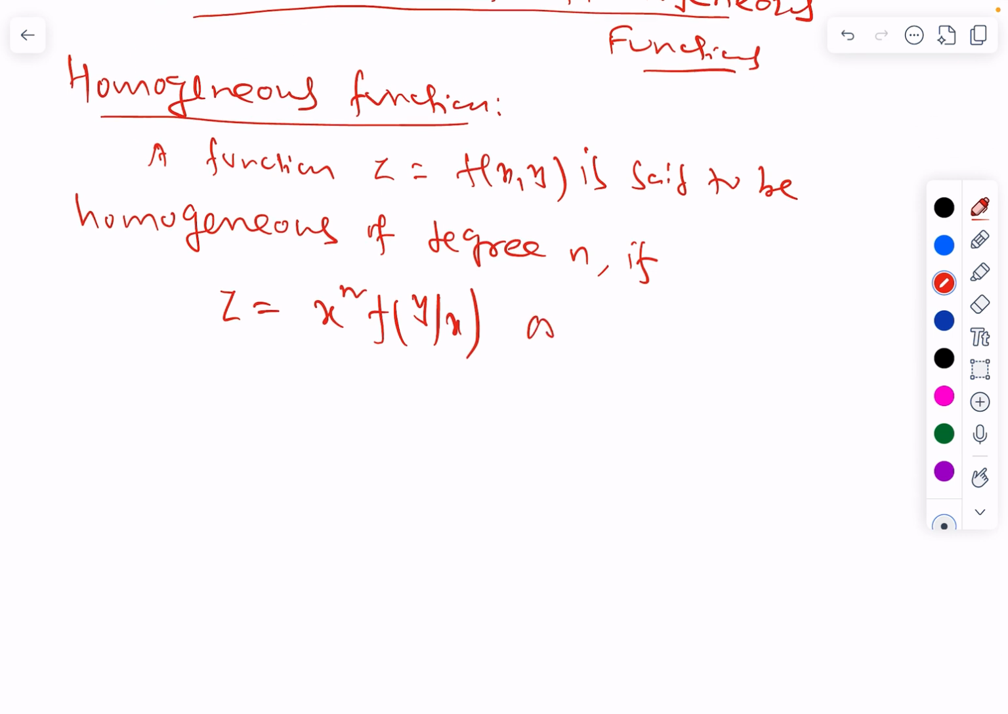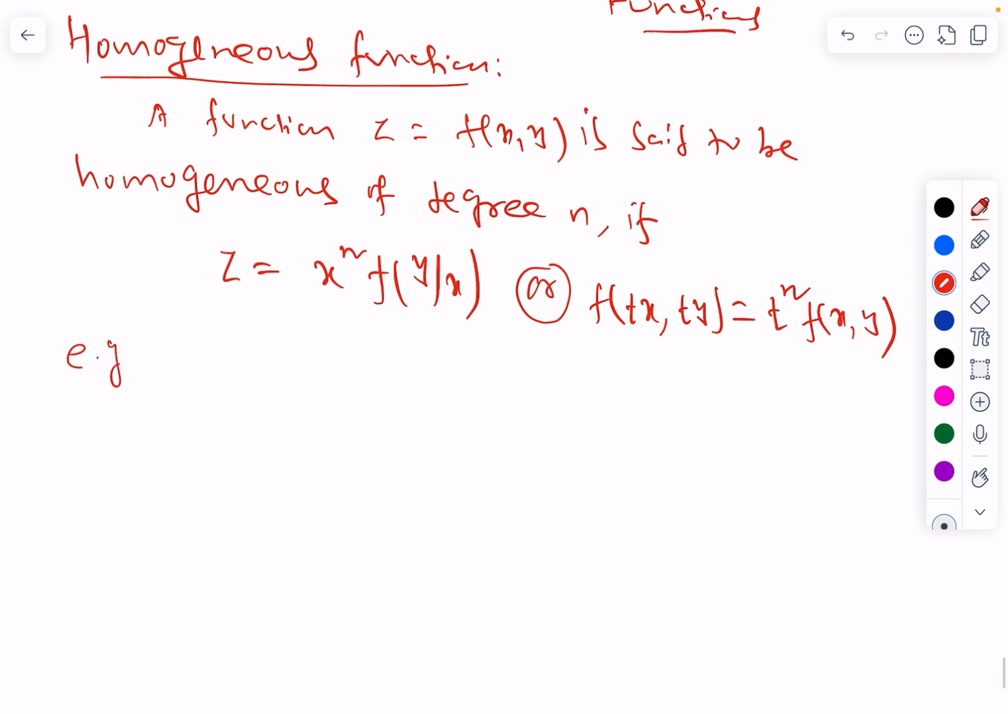Or you can also say like this: if we can replace x by tx, y by ty, and if we are able to express f of tx, ty as t to the power n f of x y, then we can say that this z is a homogeneous function of degree n.